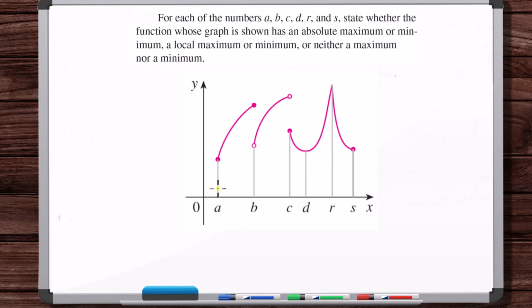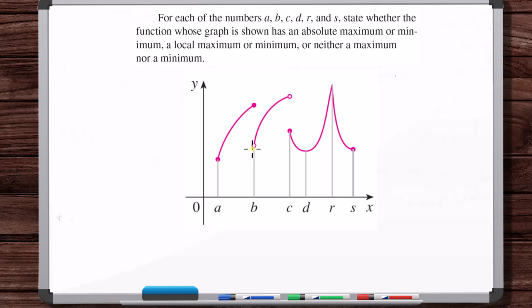Okay, same problem. This is an endpoint, and it is also the local min. Point A is an endpoint, and it's also the global minimum. All right, point B. This is not a global max or min.